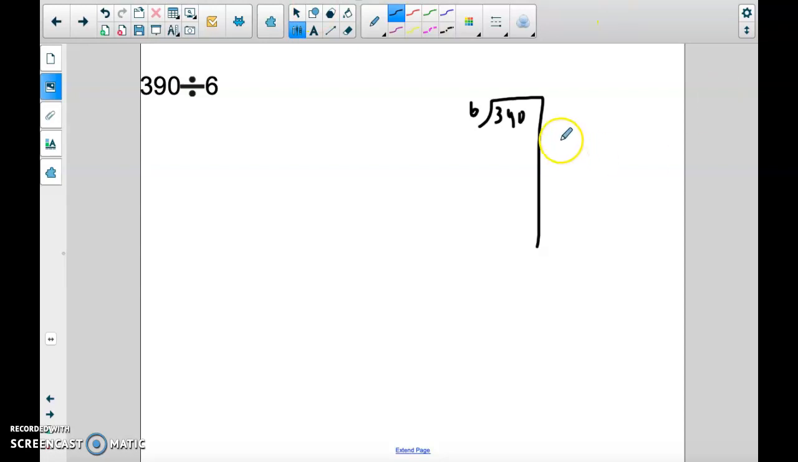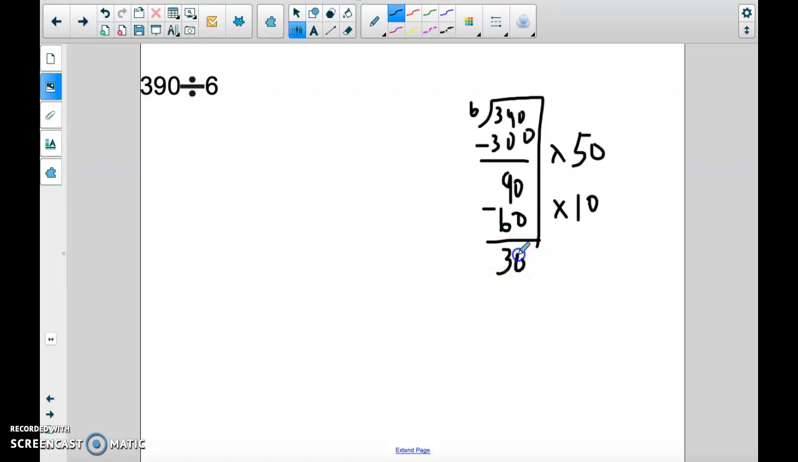All right, so I'm going to start with the same way I did last problem. I'm going to do times 50. That seemed to work pretty well for me. Take away 300. Left with 90 this time. I think I'm still going to do that times 10 like I did last time, right? Because I know that I'll be able to take away 60, and that's going to help me get to my ultimate goal. And then I'm left with 30. So now I'm going to do times 5. I'm left with 0. Add all this up, and I've got 65.